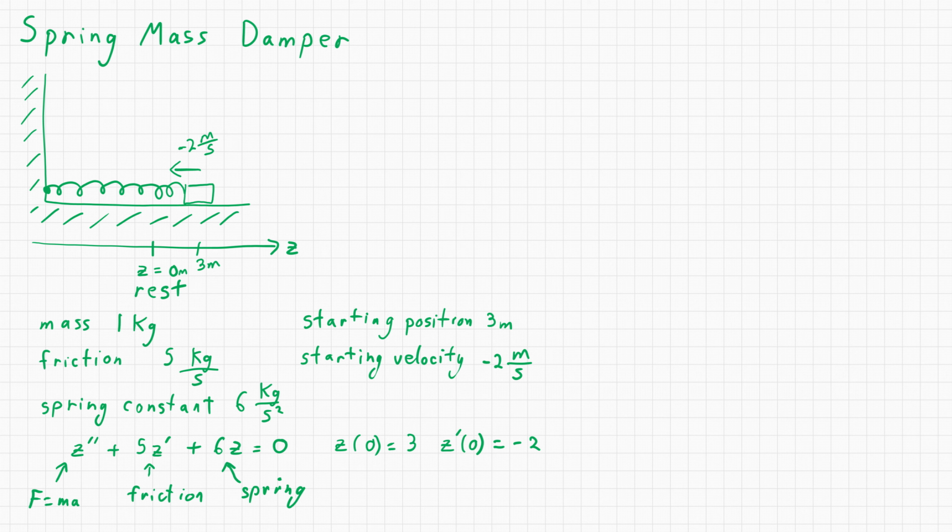We also have our initial conditions. We have z at time t equals 0 is equal to 3 meters, and z prime at time t equals 0 seconds equals -2 meters per second. Now the reason we need both of these is, let's say I didn't tell you either one, and I told you to predict the future position of the block. You couldn't do that if you had no initial conditions whatsoever. You didn't know where it started and you didn't know its velocity.